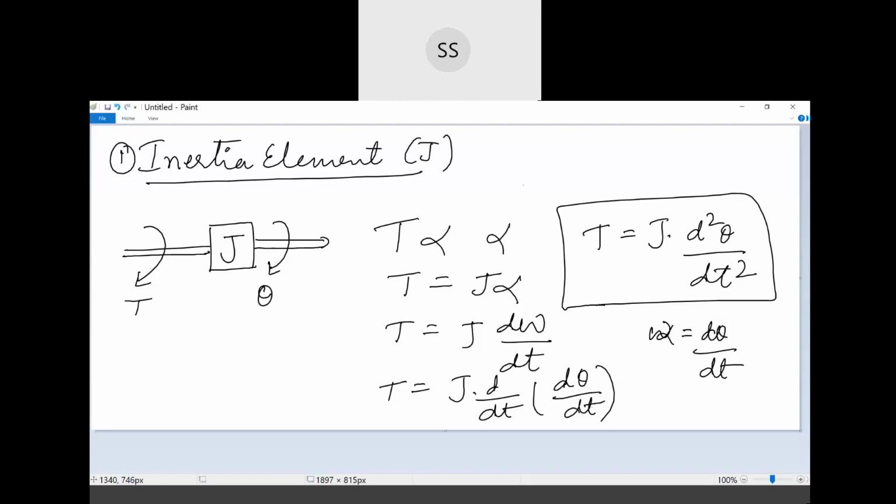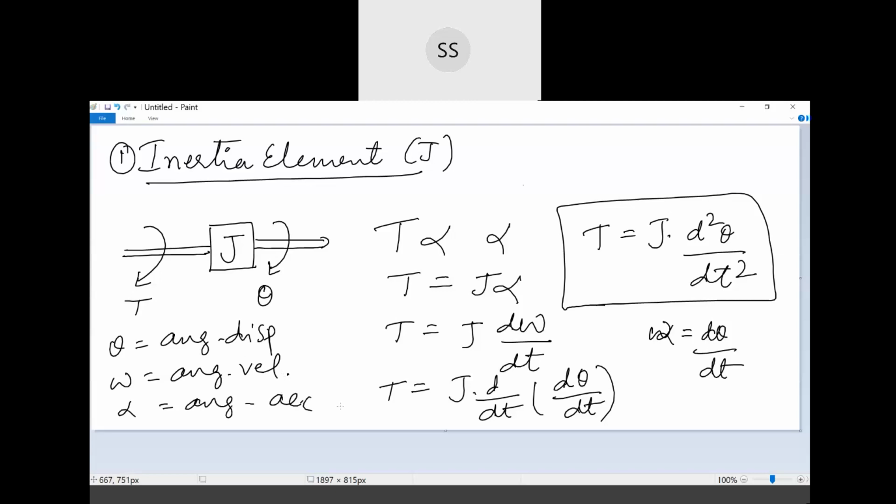Okay, and what is this theta? Theta represents the angular displacement. Okay, so theta is the angular displacement. It is just analogous to that x in case of linear movement, and then omega is the angular velocity, and alpha is the angular acceleration.